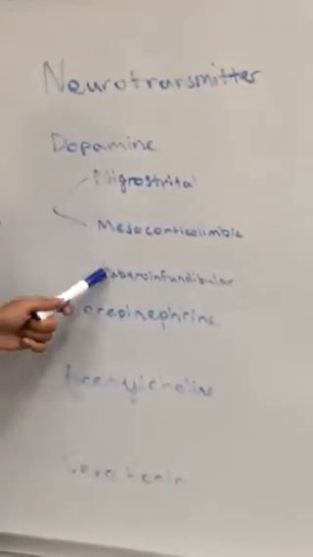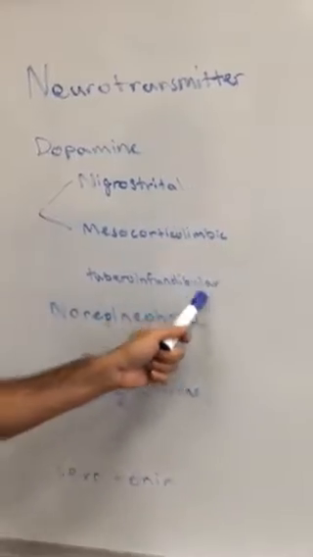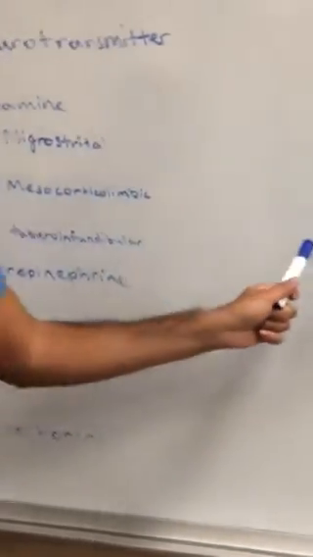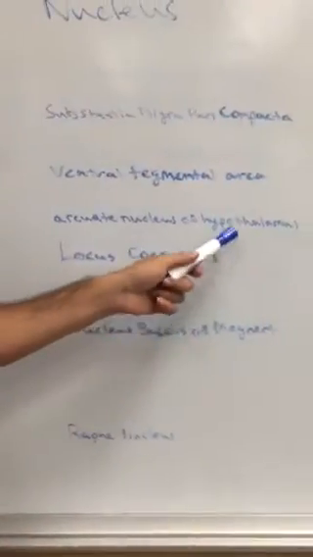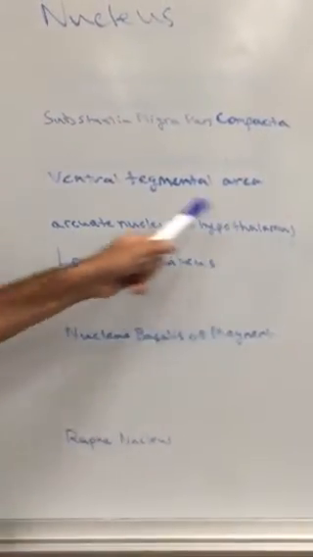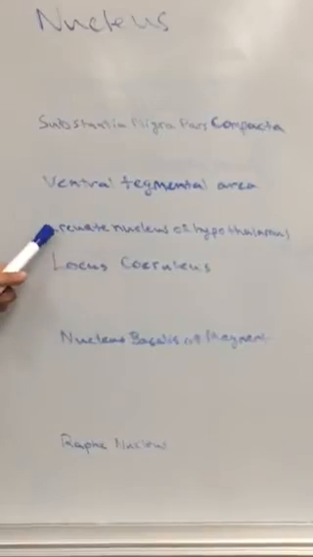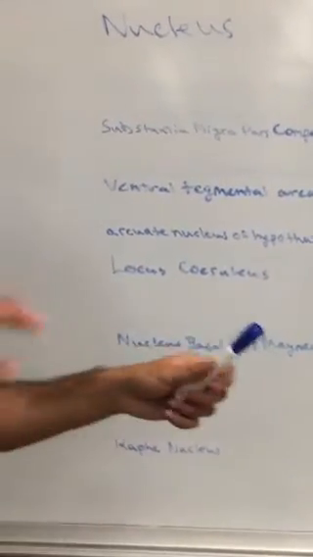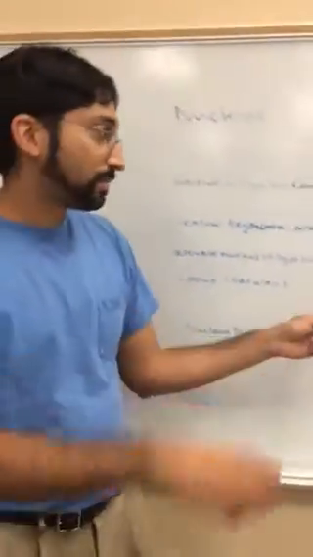And then the final one we're going to talk about within the dopaminergic pathway is the tuberoinfundibular. As it says in the name, you see infundibular, so it's related to the hypothalamus. This actually starts in one of the nuclei of the hypothalamus, the arcuate nucleus. What it does is it acts upon the pituitary axis, and this is what actually inhibits prolactin release from the pituitary.